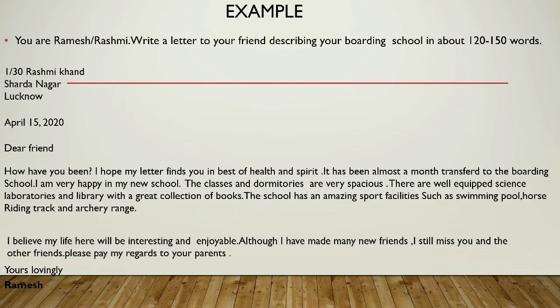Here is an example for you to understand letter writing much better. So let's see the question. You are Ramesh or Rashmi. Write a letter to your friend describing your boarding school in about 120 to 150 words.